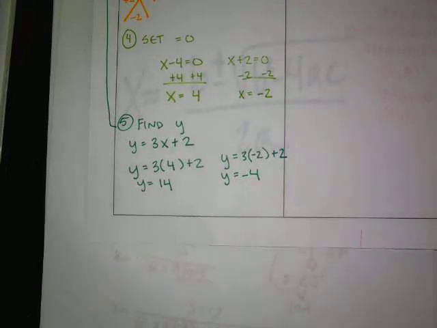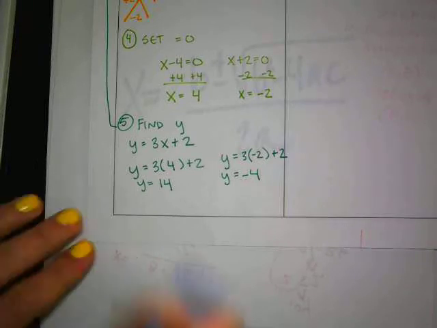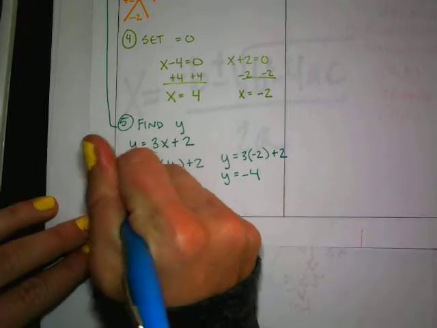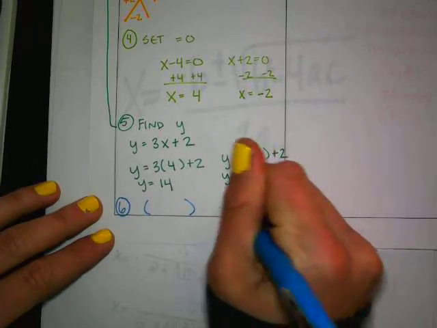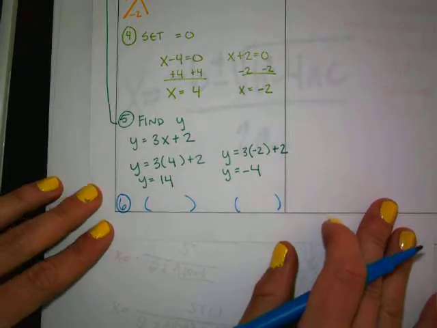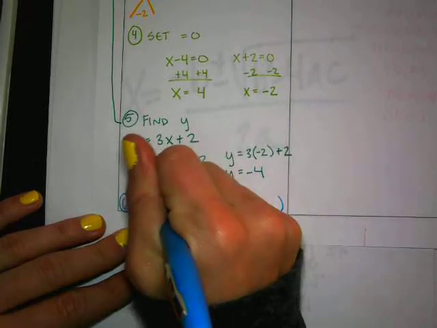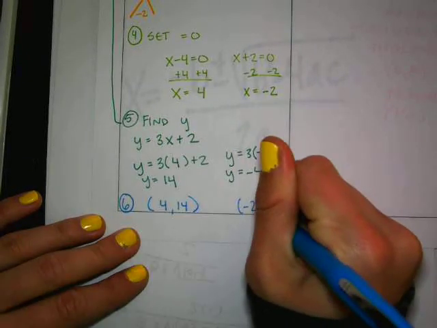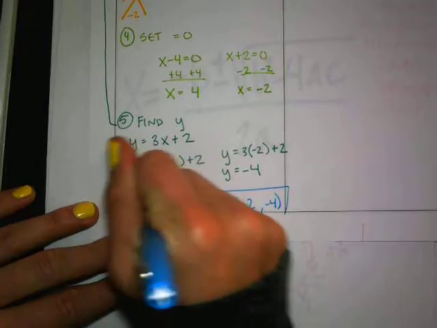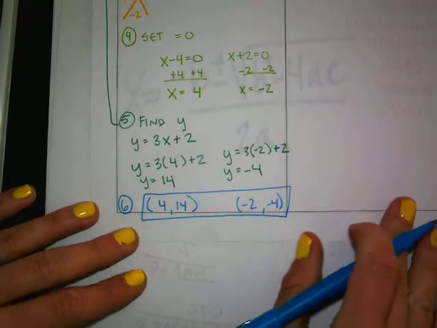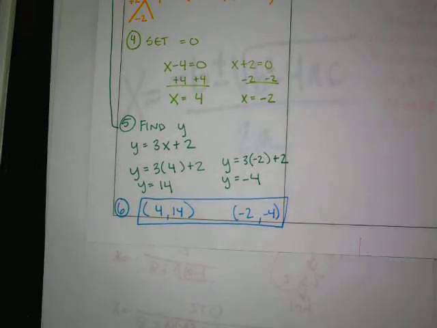All right, still not done. Now you gotta write them as coordinate points. So that's the very last step. So we got 4, 14, and negative 2 and negative 4. And then you're done. Write them as coordinate points so I know what x goes with what y and what y goes with what x.